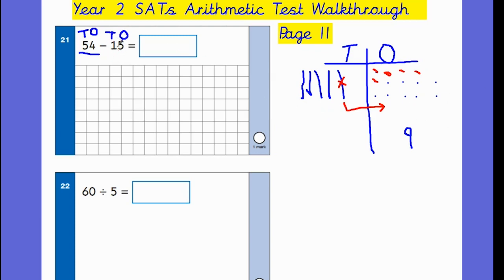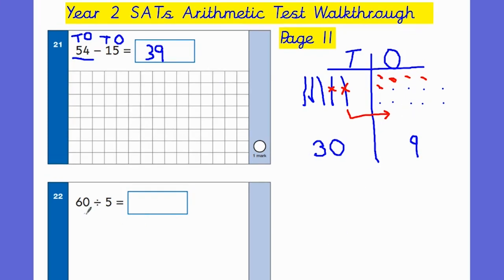And with 15, we've got 1 10 to take away. So I'm going to cross out that 10. And what are we left with? 10, 20, 30. So 30 over here. And 9, don't forget to add the 2 parts together, leaving us a final answer of 39, remembering to write the answer in the box.